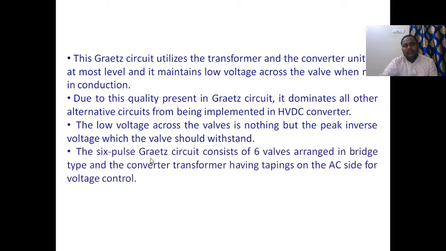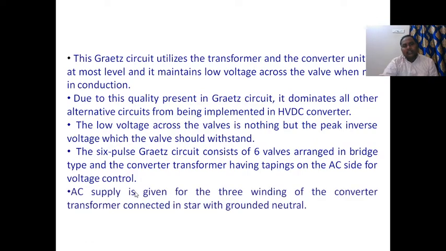The 6 pulse bridge circuit consists of 6 valves arranged in bridge type, and the converter transformer has tappings on the AC side for voltage control. So what is the need for tappings? Tappings are on the secondary side. Normally in a transformer, tappings are provided on the secondary side. Suppose there is a 220 kV transformer, there are a number of tappings. Whatever voltage we require, by using the tappings we obtain the required voltage on the secondary side. So this is also one way of controlling the voltage.